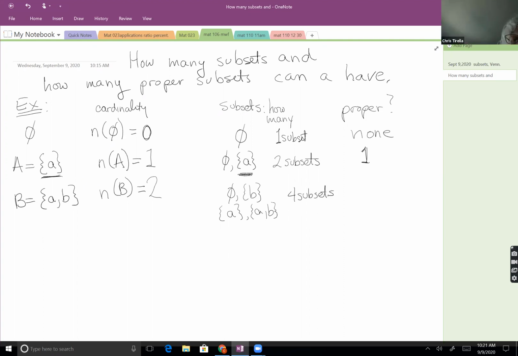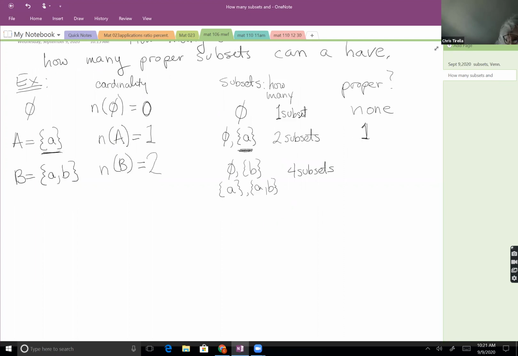And then when we talk about a proper subset, does everybody remember, it can't be the same as the original set to be the proper subset. So we'd have to take one out. So how many proper subsets does it have? 3. Beautiful.